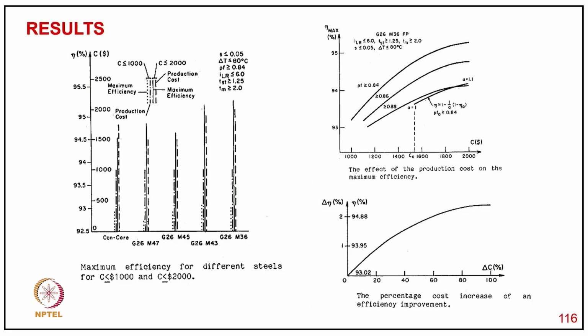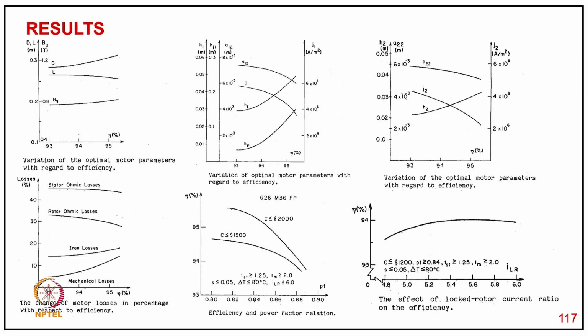Similarly, you can see the effect of the production cost on the maximum efficiency. As you increase the efficiency, the production cost also increases. So efficiency changes with the cost increase. As you are seeing in general, when you want to increase the efficiency, the cost of the motor also increases. And these are the sensitivity analyses for different parameters, like how the main dimensions and flux density change with the efficiency. The sensitivity is done for all the dimensions or variables with the efficiency, and also power factor versus efficiency with the cost constraints.